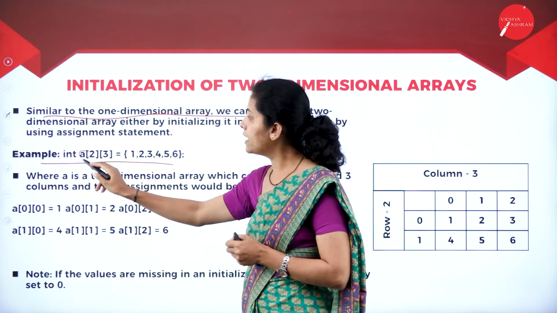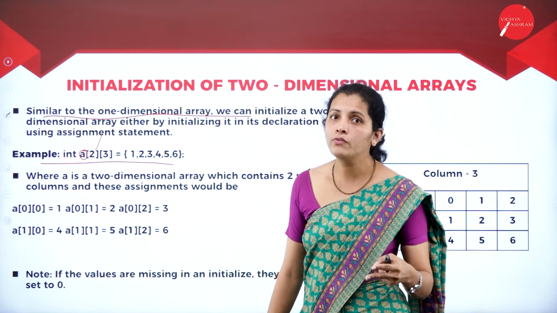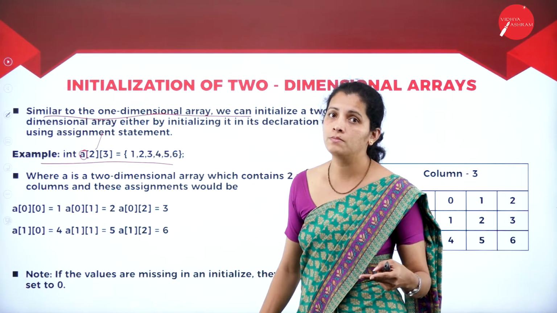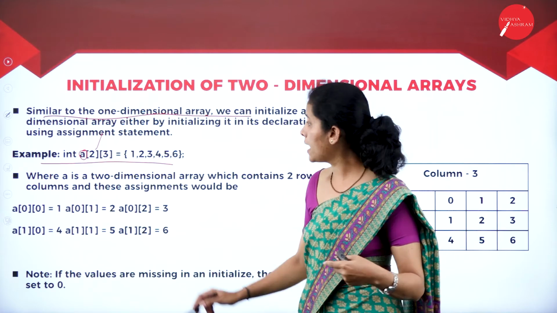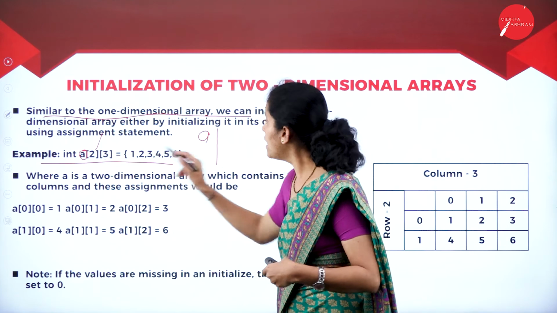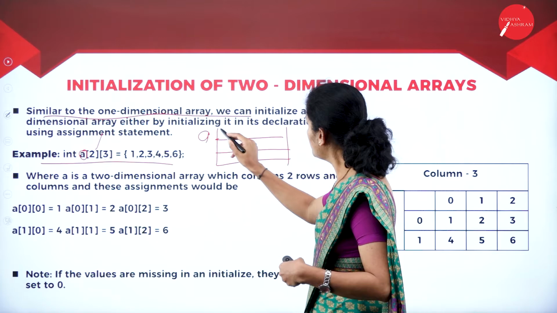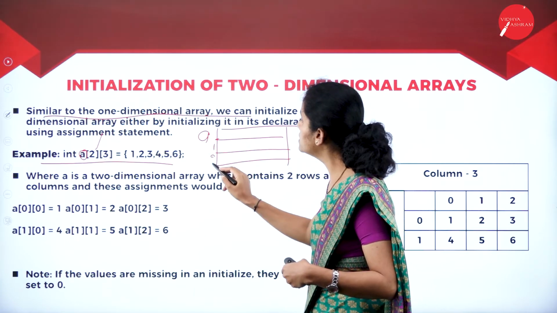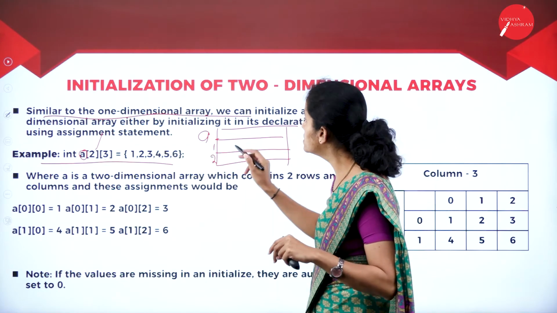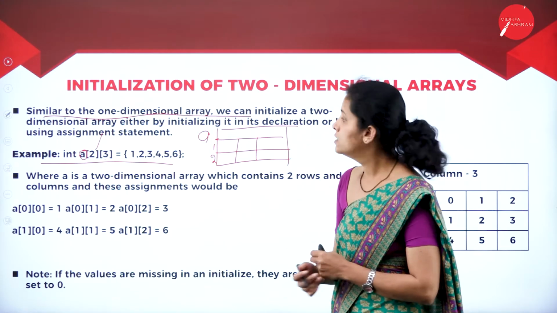So here, what is my array name? It is A. And what is this 2? It's nothing but the number of rows. And what is this 3? That represents the number of columns I'm going to have in my program. And if I take A, here I'm going to have 2 rows. So this is my first row and this is my second row. So I'm going to have only 2 rows. And how many columns? 3 columns. So 1 column, 2 column and 3 column.